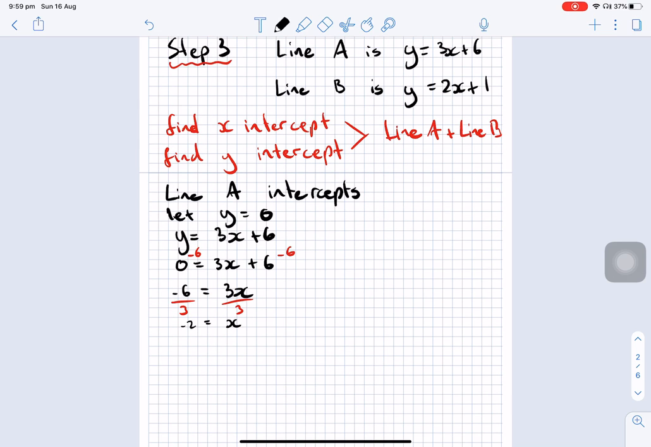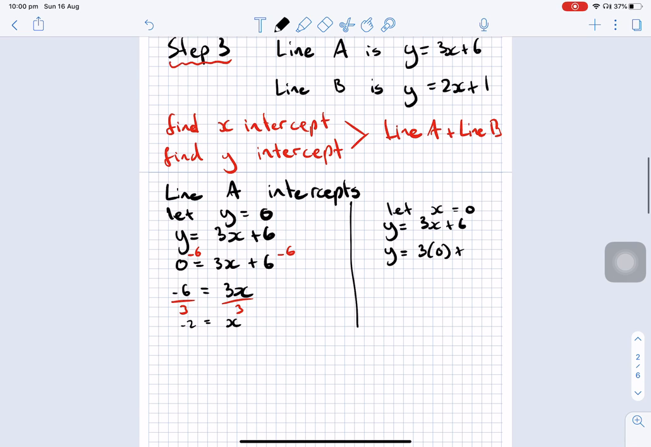And then we'll find the y-intercept here. So we're going to let x equal 0. And once again, the equation's the same: y equals 3x plus 6, because that's our line A. And then y equals 3 lots of 0, because x equals 0, plus 6. 3 times 0 is 0, so that means that y equals 6.